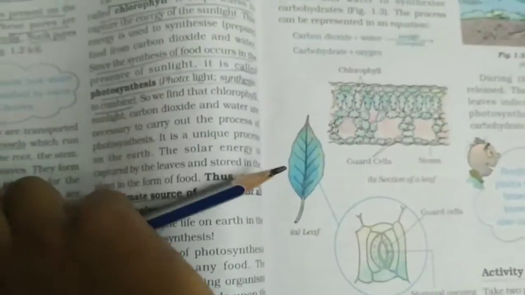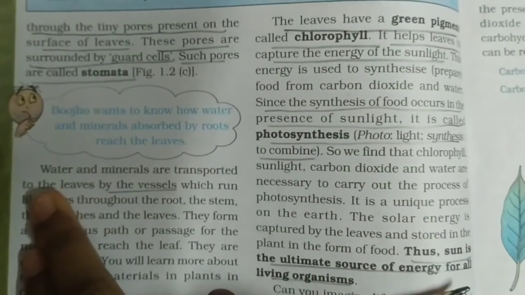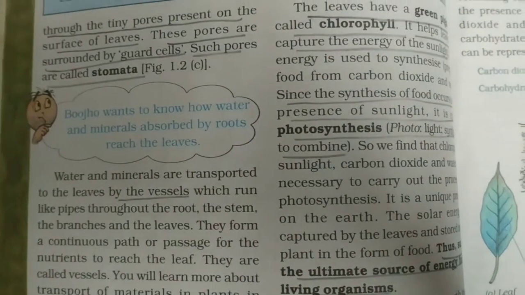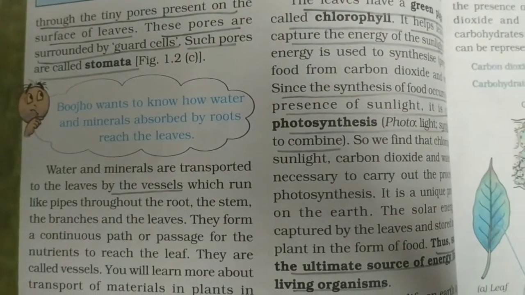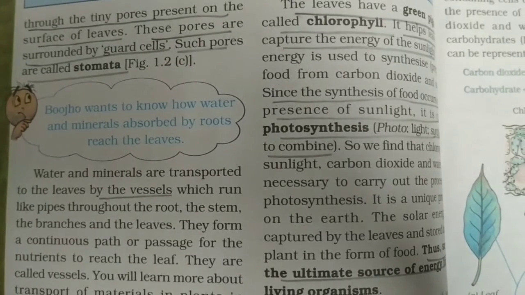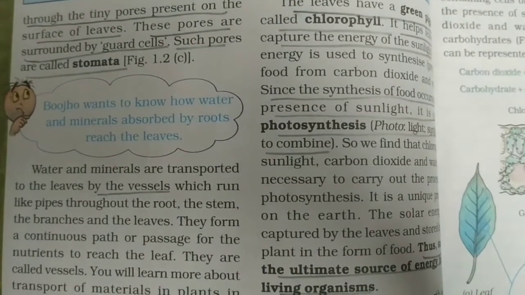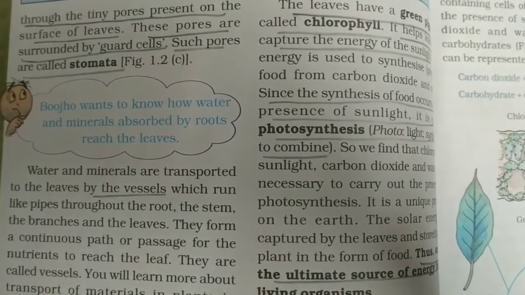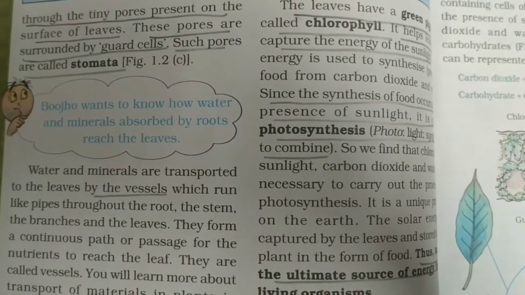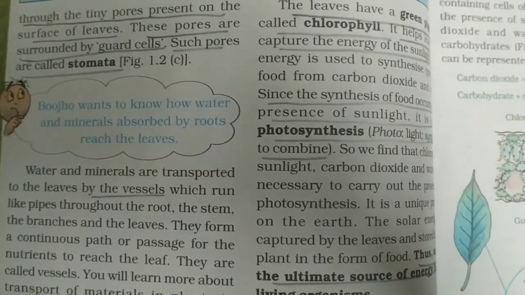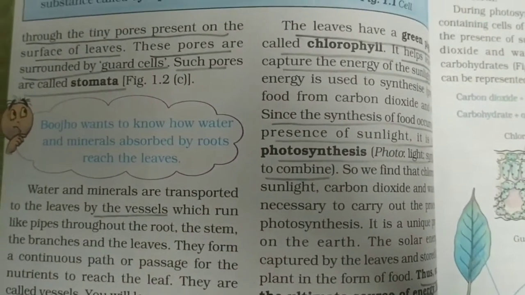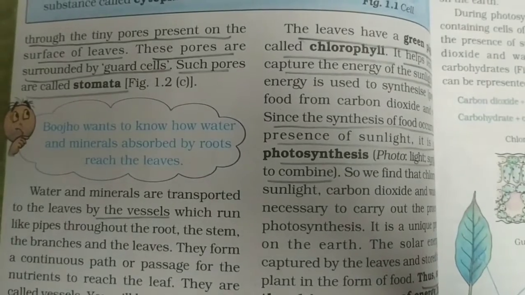Carbon dioxide from air is taken in through the tiny pores present on the surface of leaves. These pores are surrounded by guard cells. Such pores are called stomata. So the carbon dioxide is taken in through the pores called stomata, which are surrounded by guard cells, okay?